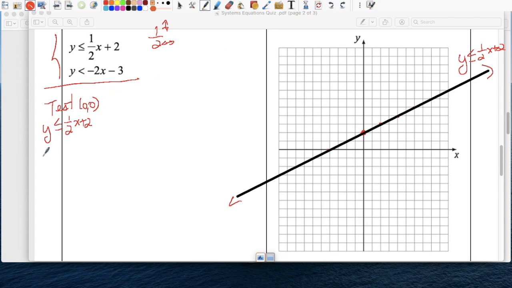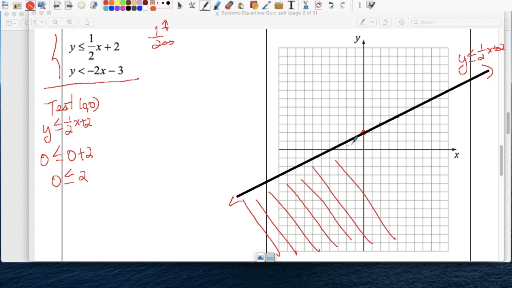So test 0, 0, so we get 0 less than or equal to 0 plus 2. And is 0 less than or equal to 2? Yes, it is. 0 is definitely less than or equal to 2. So any point in this region, and you can try it out. Pick any point you want in this region and plug it into the first equation. You will see that they will all satisfy the inequality.